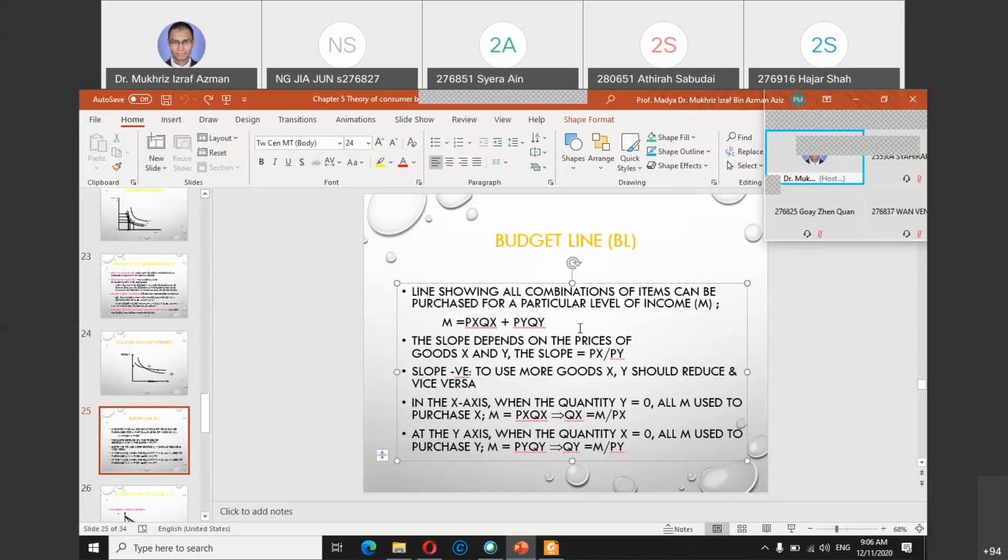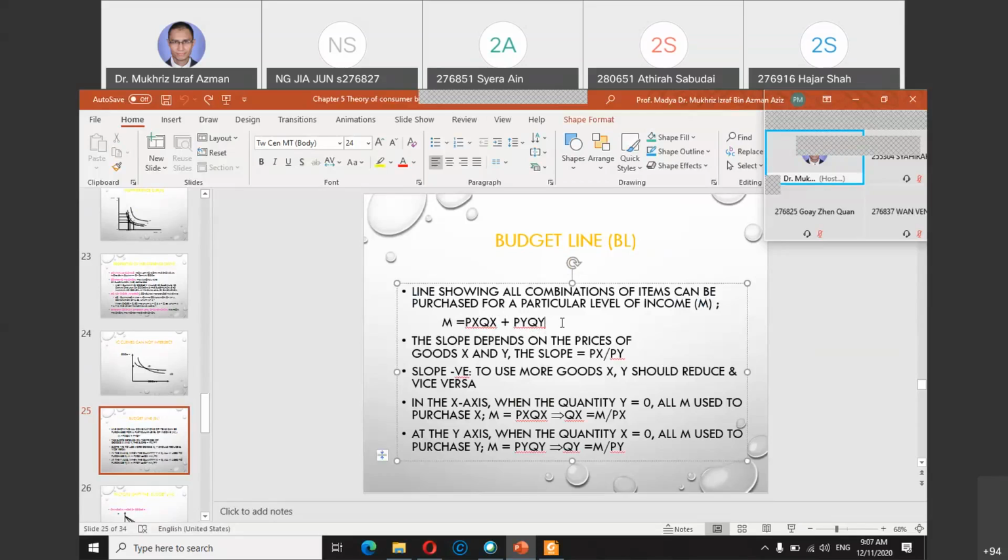So how much can you buy? This is a logical formula. How much a person can buy, your income, is subject to the price of X multiplied by the quantity of X, plus the price of Y multiplied by the quantity of Y. So how many of good X and good Y you can buy, multiplied by the price of each, the total of this will equal your income. Right? So that is a logical way to see it.